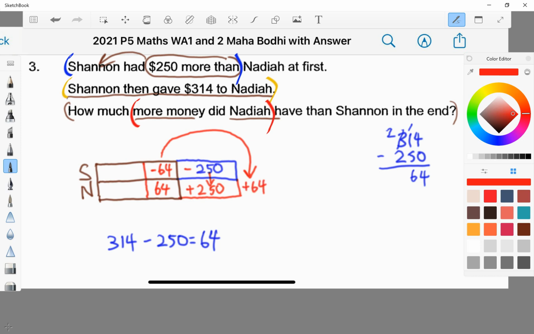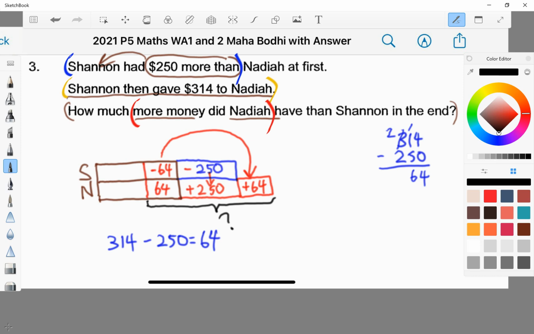So all in all, everyone, we can see that I've already transferred 250 and another 64 to Nadia. So in total, I have moved $314 from Shannon to Nadia. And the question is asking us, how much more money did Nadia have than Shannon in the end? For a question like this, what they are interested in is the three numbers that is encapsulated in my brace, or you can say the bracket. So I'll put a question mark.